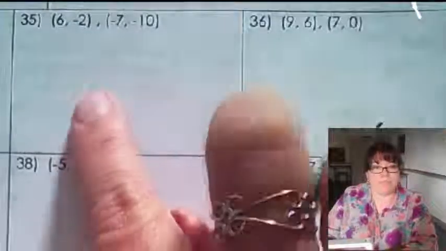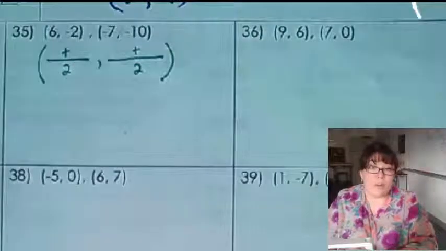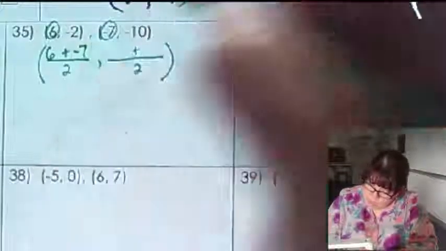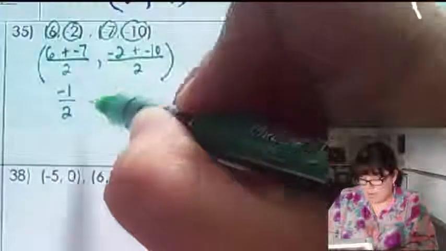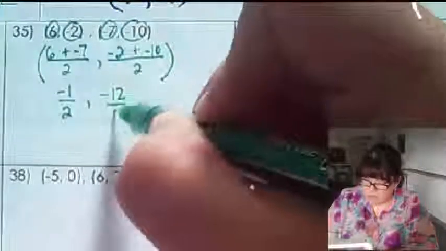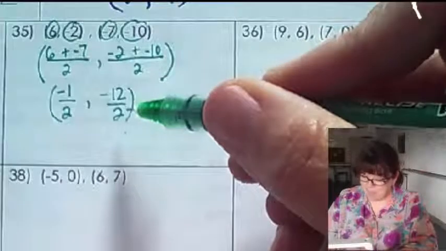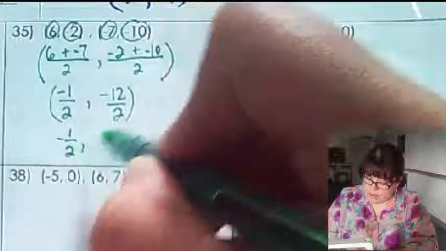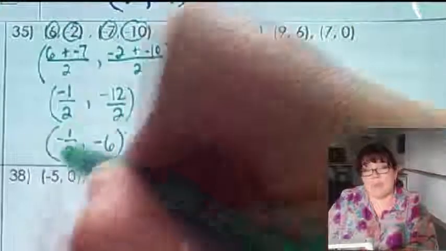For number 35, we are going to go ahead and do our setup. X's add together, divide by 2. Y's add together, divide by 2. In parentheses, because that's what makes it a coordinate point. Our x's, I've got 6 and -7. Y's, I've got -2 and -10. So 6 and -7, when I combine them, give me -1, over 2. -2 and -10, when I combine them, give me -12, over 2. And I can simplify this one, so I'm going to keep going. I've got -1/2, and -12 divided by 2 is -6. So there's my midpoint for number 35.